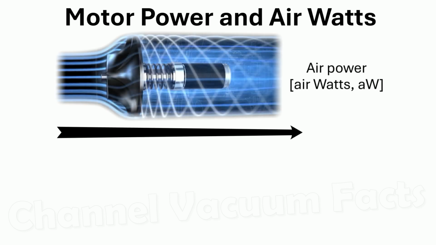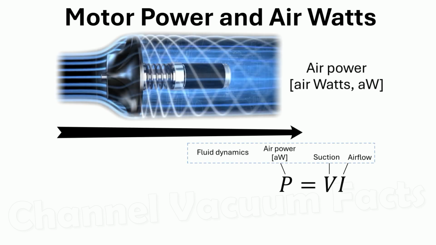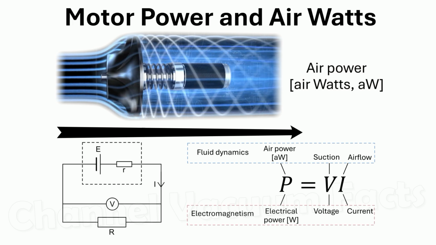First, we need to quickly discuss power. The power of the air expelled by the motor is measured in air watts, and is the product of the airflow and suction pressure. It's analogous to electrical power drained by the motor in operation, measured in watts, which is the product of voltage and current. The same air power can be achieved with low airflow and high suction, or vice versa, interchangeably. I'll discuss the advantages of having more air power shortly.